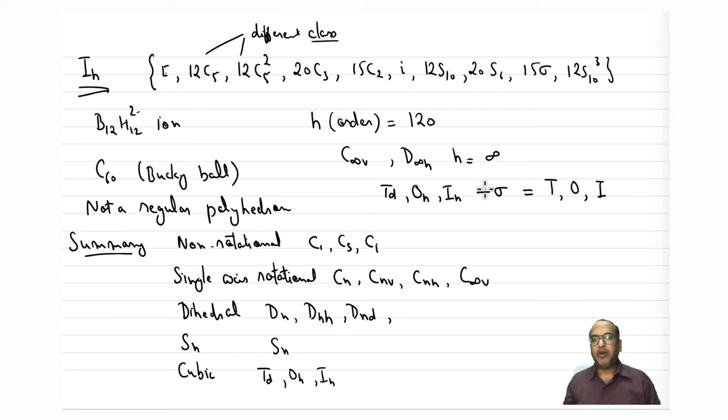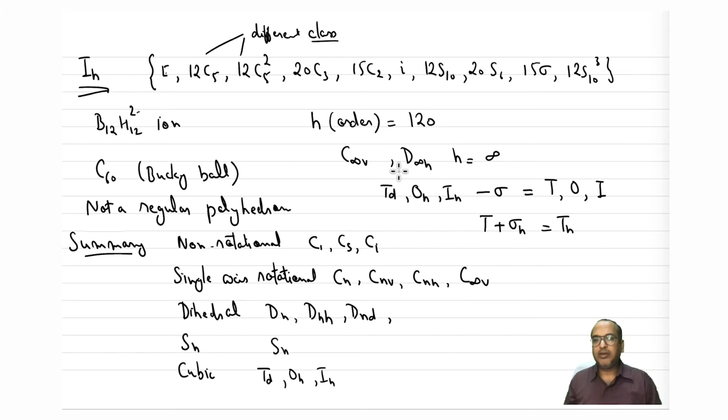Basically, TD, if you remove sigma, you will end up in T. OH, if you remove sigma, you will end up in O. IH, if you remove sigma, you will end up in I. So they have a little less symmetry, fewer symmetry operations, or lower order as compared to these. And then one more is there. If you add sigma H to T, you will end up in the TH point group.